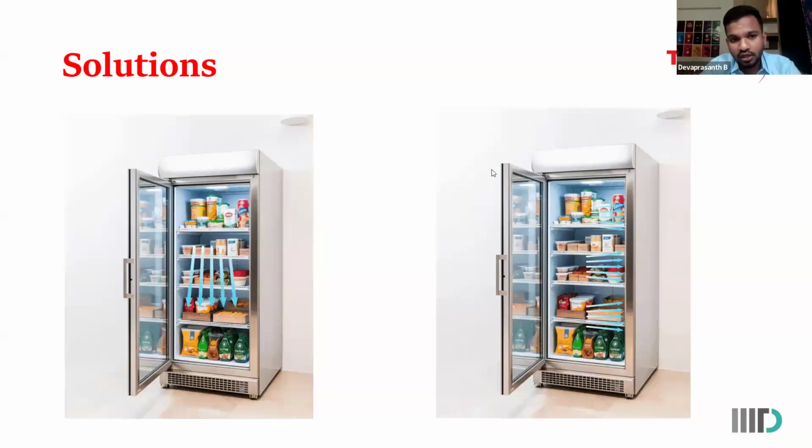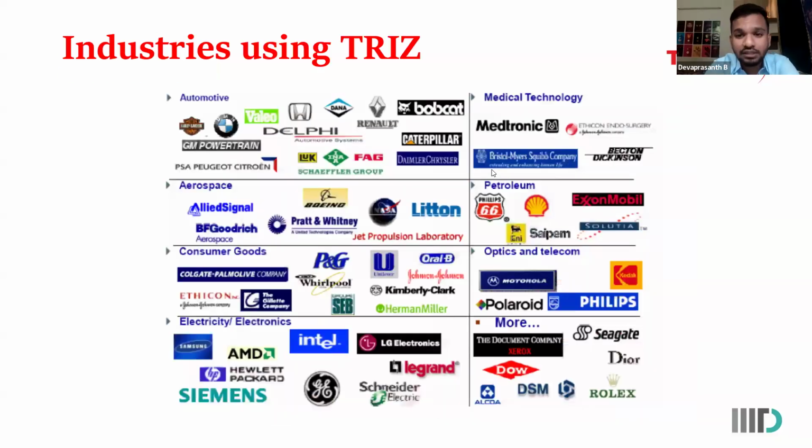Now, next question. Okay, you have said we can use it, but I haven't heard about how industries are using it. Now, let me show one more thing. So this is industries using TRIZ. You can see here automotive industries, most famously BMW, Renault, Caterpillar are using them.